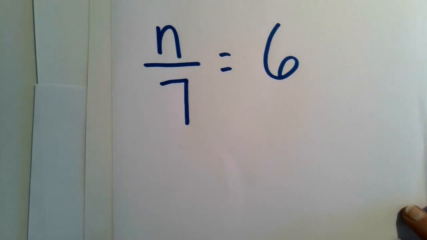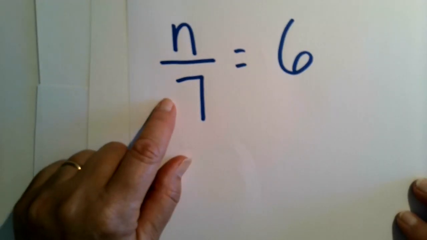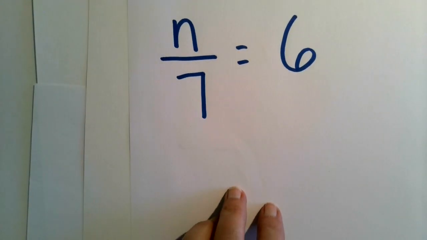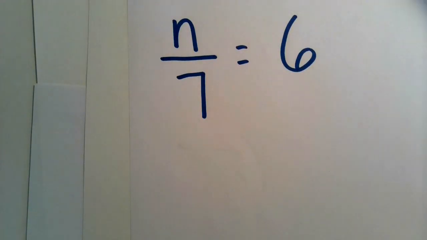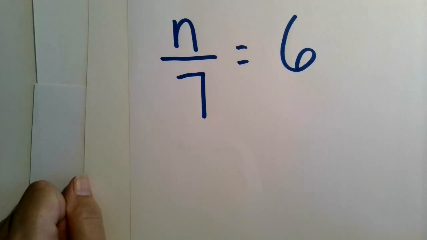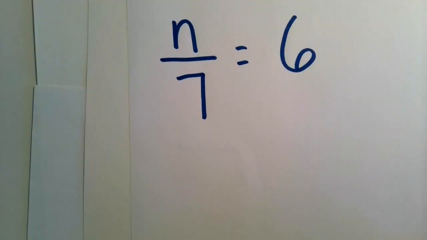Okay, so this is our first one. I need you to write this on your paper. N divided by 7 equals 6. Yes, it does look a little like a fraction because a fraction is also division. So n divided by 7 equals 6. You probably already know the answer, but even if you just put what the answer is, I'm not going to give you credit. I need you to do all 4 steps.